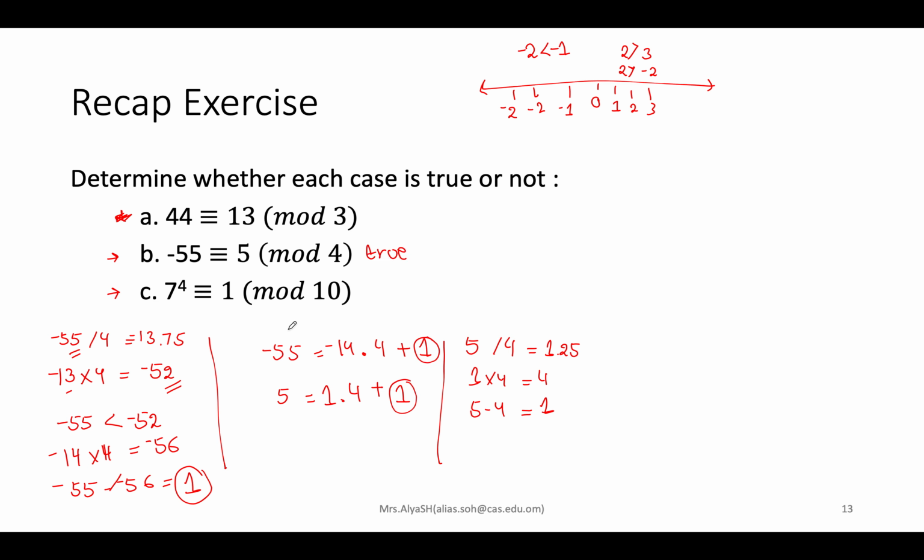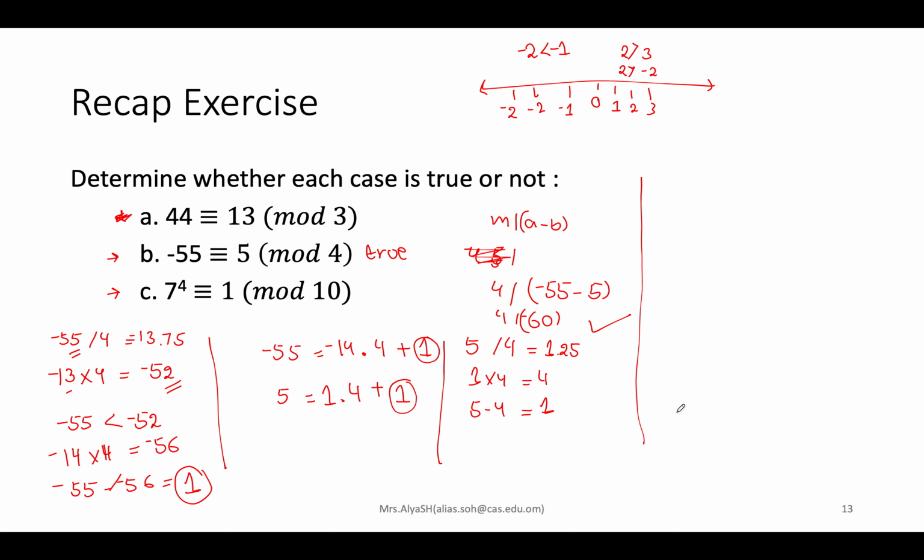We can also try to find whether the case is true or not by using the second condition, where M can divide A minus B. So M we have 4. Can 4 divide minus 55 minus 5? So minus 55 minus 5 equals minus 60. If I divide minus 60 by 4, am I getting a whole number or not? Yes, I am. No fraction point, no remainder, then the condition is true.